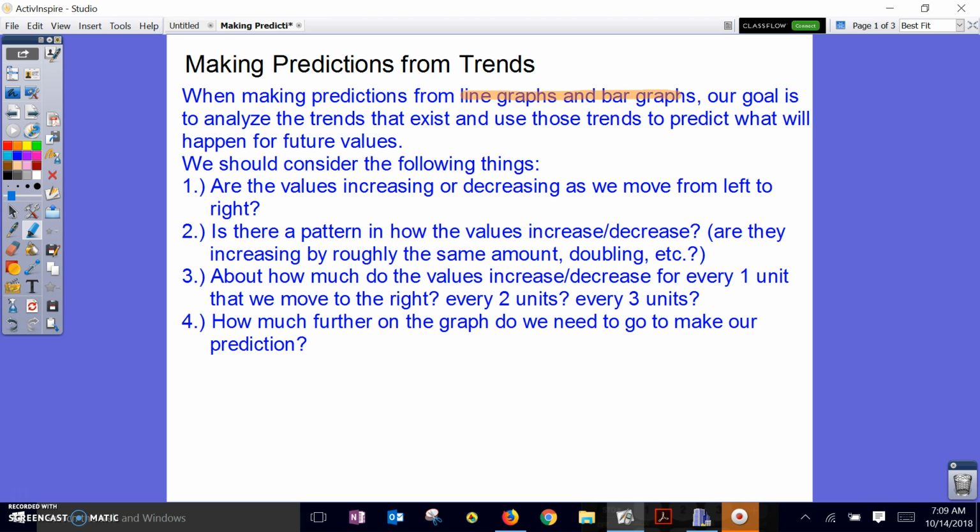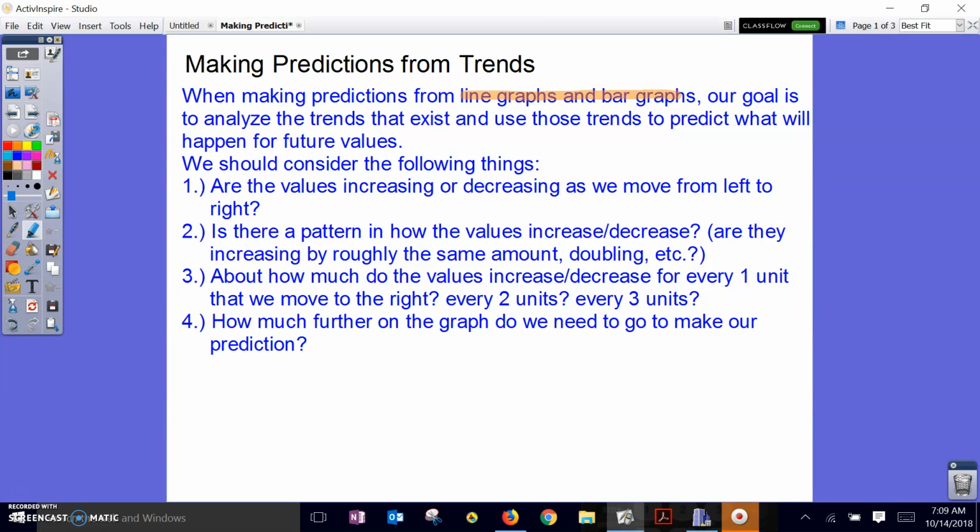And then once we've figured out what kind of pattern exists, especially if it's a linear type trend, we want to look at how much the values increase every 1 unit we move to the right, 2 units, 3 units? What kind of trend do we see? And the last thing we need to consider is how much further out on the graph we need to go to make our prediction. Sometimes it's helpful for us to actually visually extend the graph. Sometimes that's not as helpful.